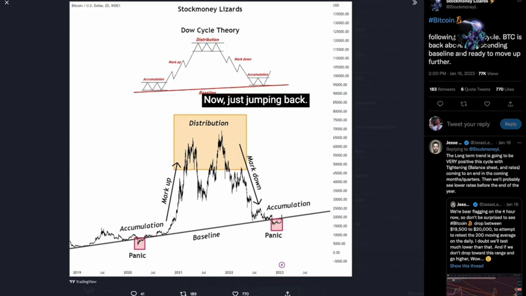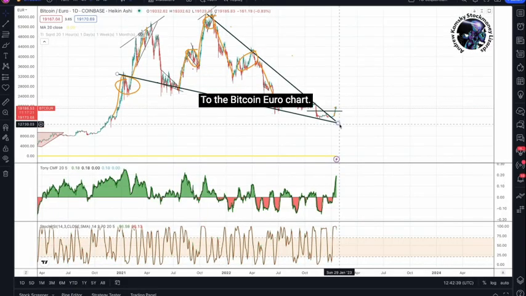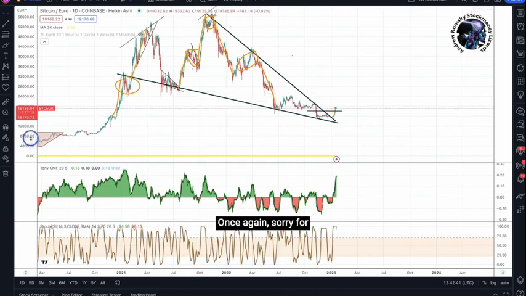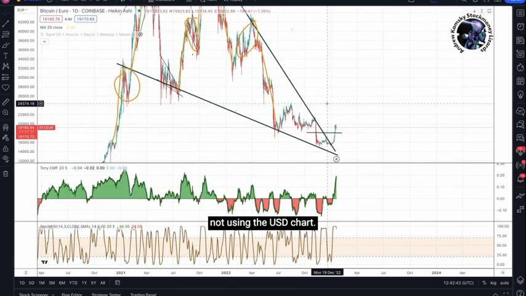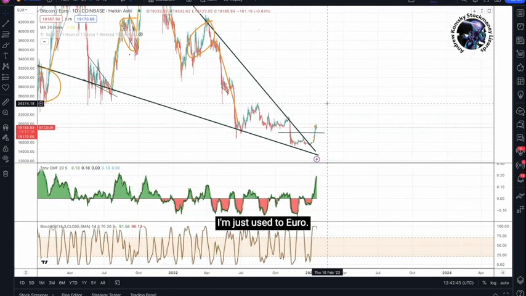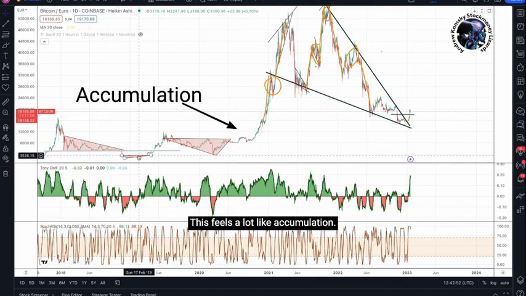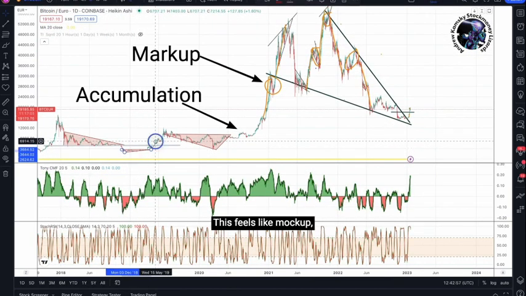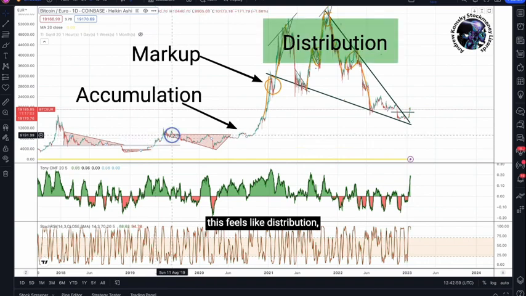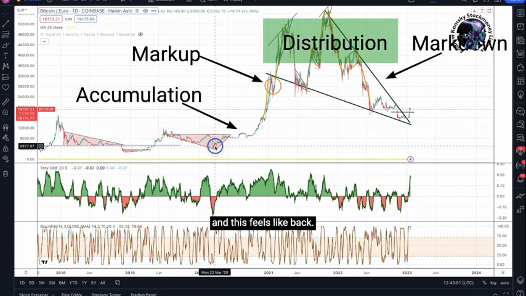Now, just jumping back to the Bitcoin Euro chart. Once again, sorry for not using the USD chart. I'm just used to Euro. This feels a lot like accumulation. This feels like markup. This feels like distribution. And this feels like back to the downside.